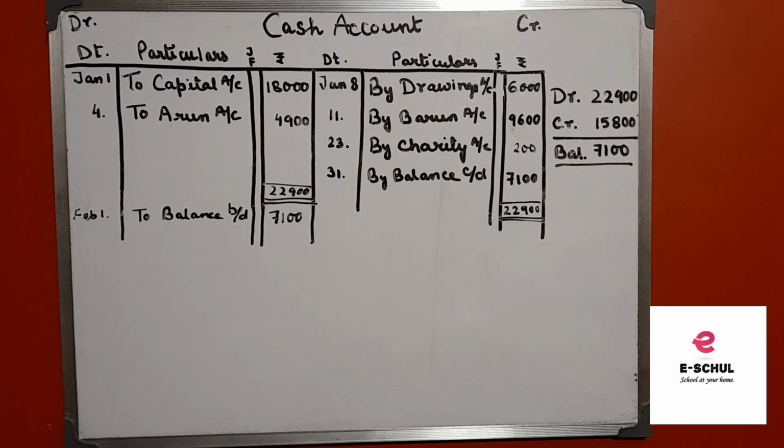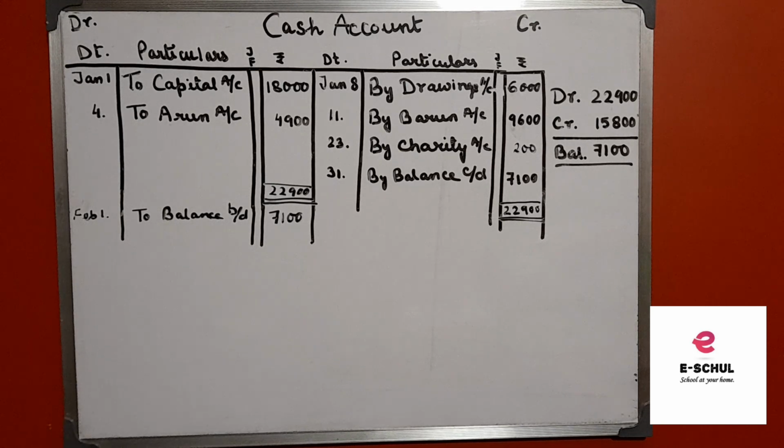Similarly, the next journal was on 4th of January, cash account debit, discount allowed account debit to Arun account. Since we are doing the cash account here, we will consider the amount of cash only. So, cash account to Arun account, rupees 4,900. The rest 100 rupees will be treated as discount allowed, which we will do next.